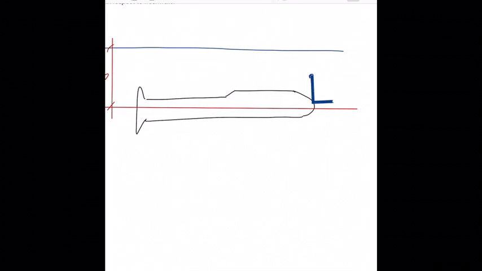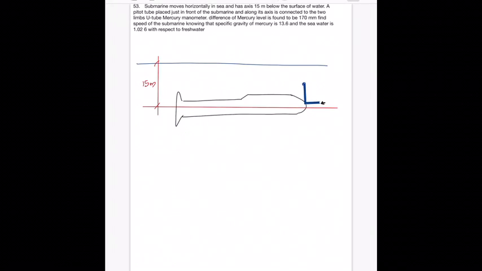Now the seawater will be entering this pitot static tube, and a U-tube manometer is also connected to this pitot static tube to measure the H value. Now we have to find out the velocity of submarine. So we can consider that the velocity with which the submarine is moving forward will be equal to the velocity with which fluid is entering the pitot tube. So the velocity of the submarine will be equal to the velocity given by the pitot tube.